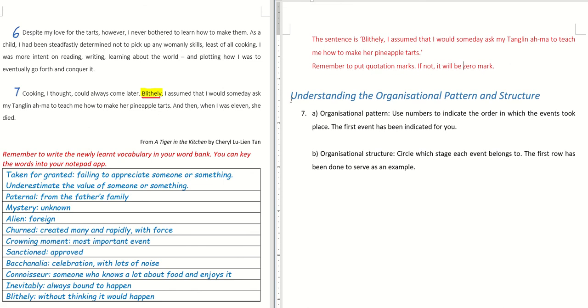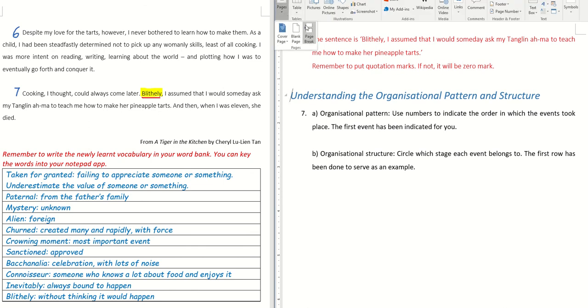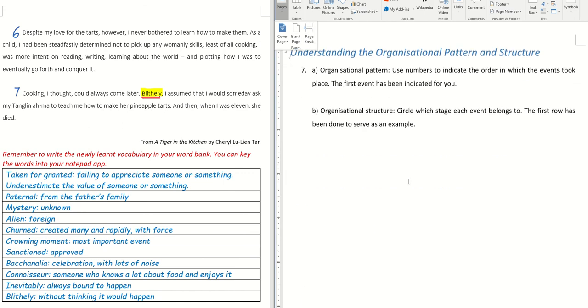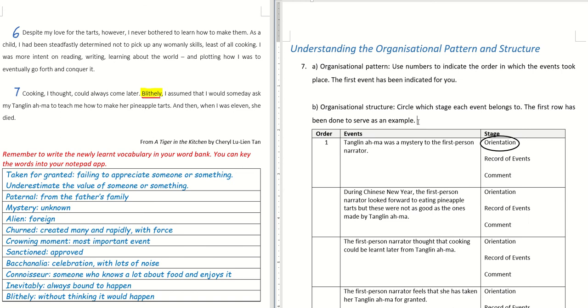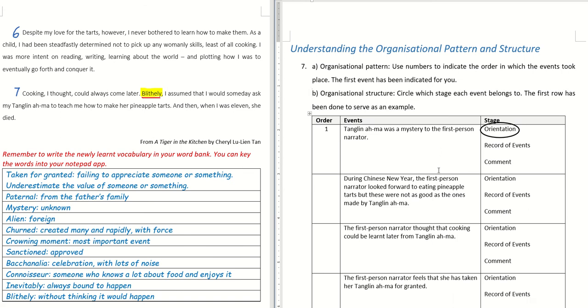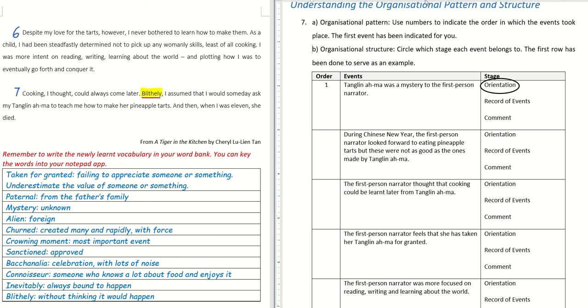Next, understanding the organization pattern and structure. Let's take a look. First one. Now use numbers to indicate the order in which the events took place. The first event is indicated for you. For organizing structure, circle which stage the events belong to. The first stage is listed as an example.